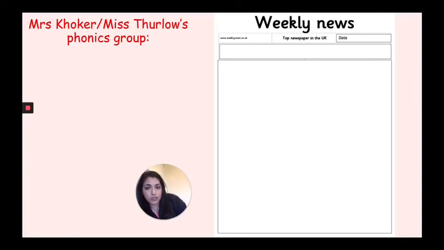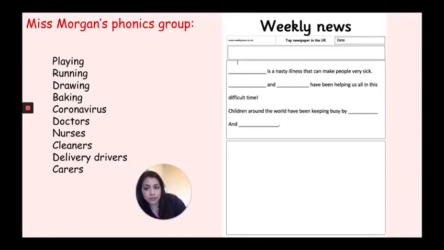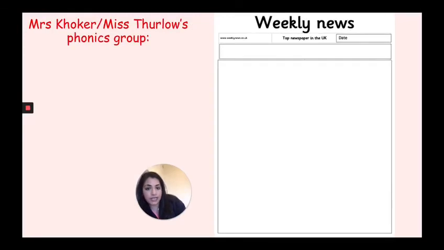So you can draw a picture again, like I said, for this group, of the things that have been going on, some of the jobs that maybe your doctors have been doing, maybe delivery drivers delivering food, carers taking care of old people, sick people, children staying at home and maybe baking something nice or drawing or doing their homework. It's up to you, anything that you want to draw. And if you want to, you can add labels to your drawings, you can colour it in and make it look really nice and presentable.